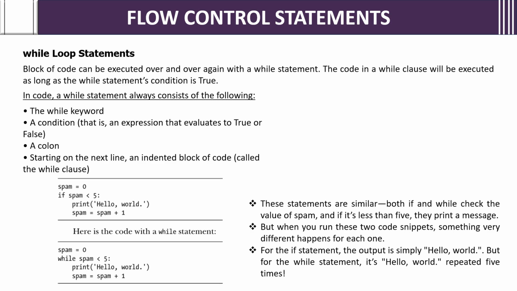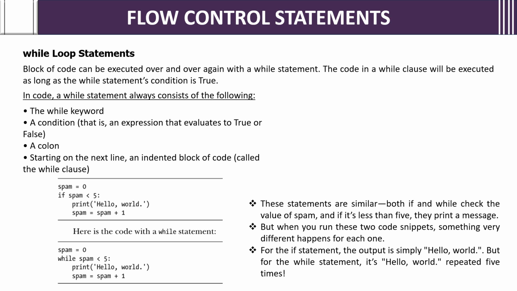We will say while loop. A block of code can be executed over and over again with a while statement. The code in a while clause will be executed as long as the while statement's condition is true. See, what does a while statement do? It is going to execute the same code again and again as long as the condition is true. If the condition is false, then it will come out of the while clause.